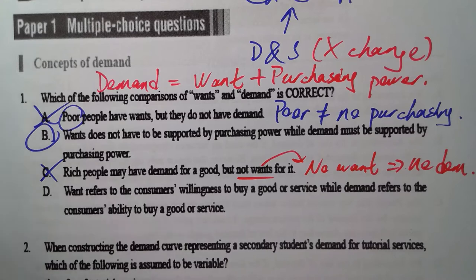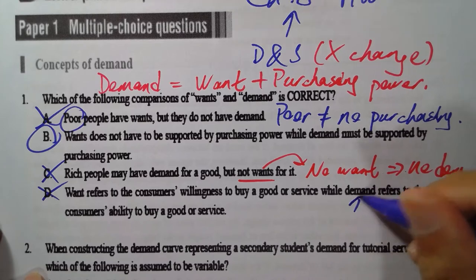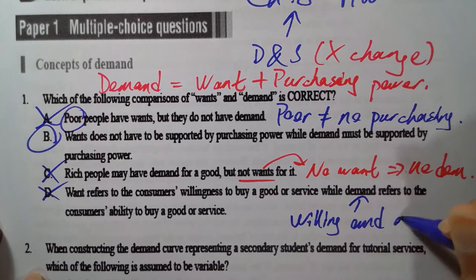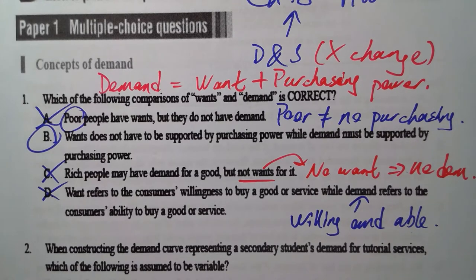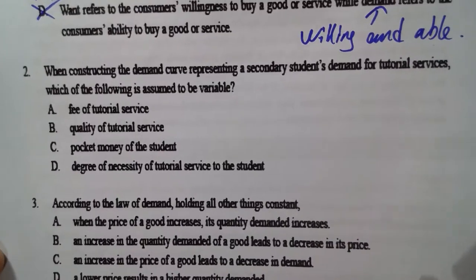Now D, want refers to the consumer's willingness to buy goods, while demand refers to ability. 剛才你說了是不是? Demand 是 willingness. Here, remember, willing and able. 又想要又得的嘛。 Right, so this is our question one. Here, let's go to question two.